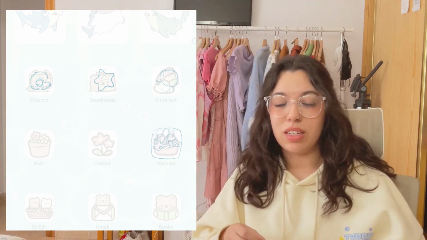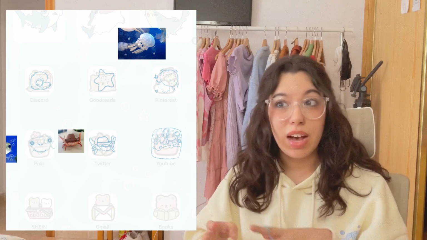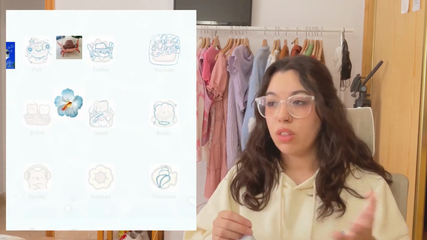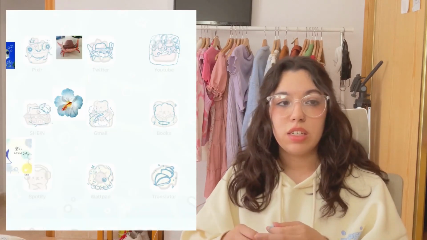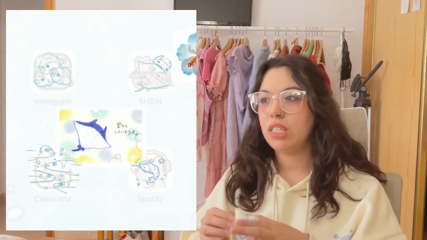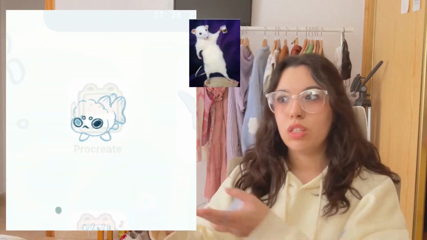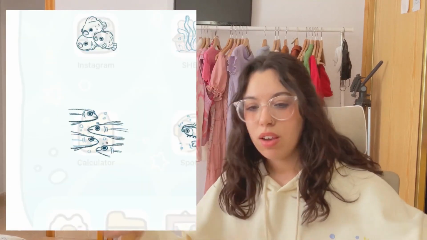Then the process for the icons is not that interesting really. I just had the same screenshot to know exactly how many icons I needed and what they were for. And I just started sketching everything that I could think of. I was obviously searching on Pinterest at the same time, and everything that was one, cute, and two, related to the sea, I just drew it.